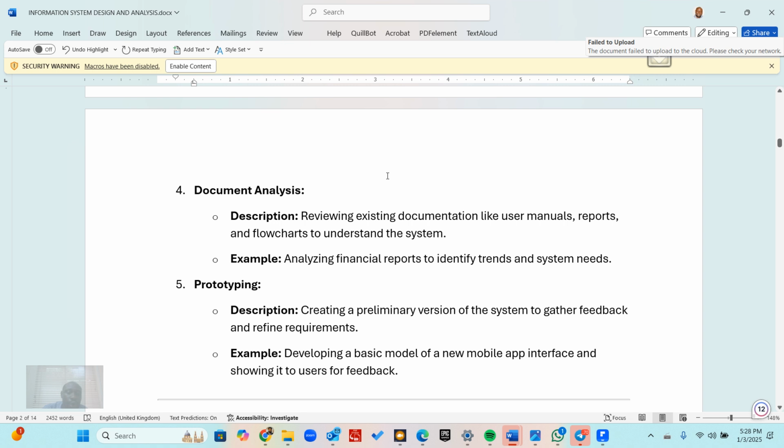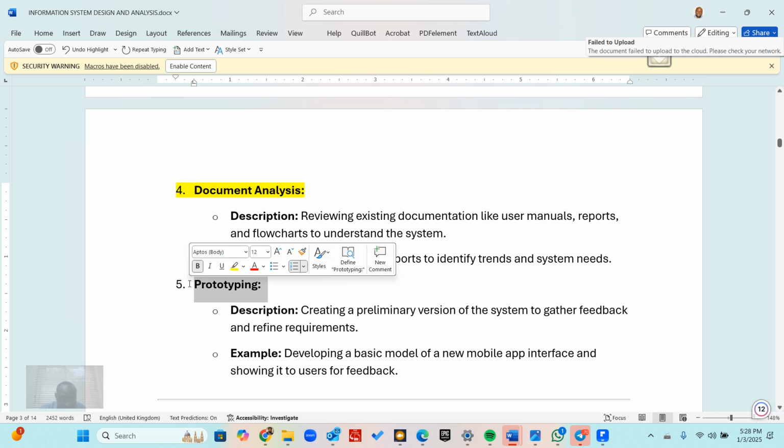And four, document analysis. Document analysis is reviewing existing documents, such as user manuals, reports, and flowcharts, to understand the system. A typical example is analyzing financial reports to identify trends and system needs.